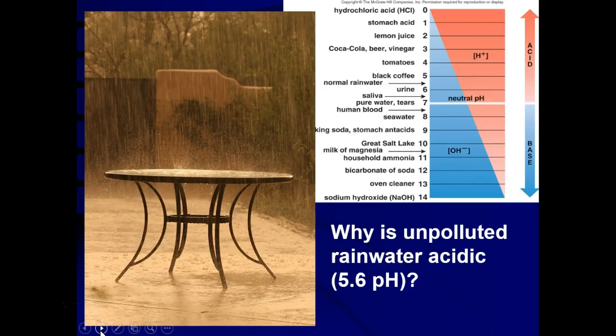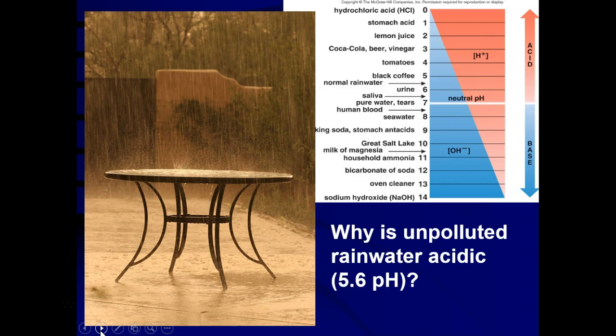Now, water, which has a pH of 7, is classified as neither an acid nor a base. It's classified as a neutral solution. Water is sort of our benchmark in measuring hydrogen ion concentrations. So if the hydrogen ion concentration is greater than water, we say that it's acidic. If it's less than water, then we say that it's basic or alkaline.